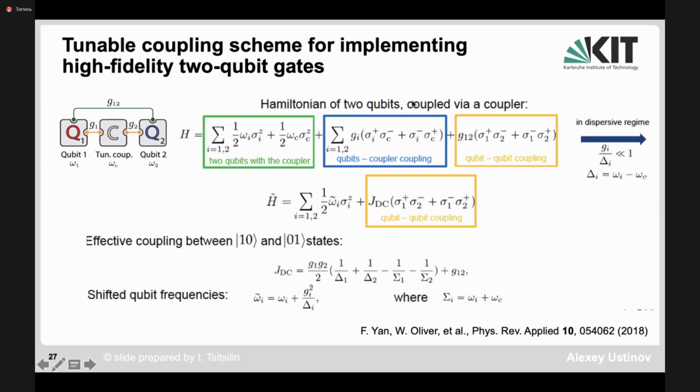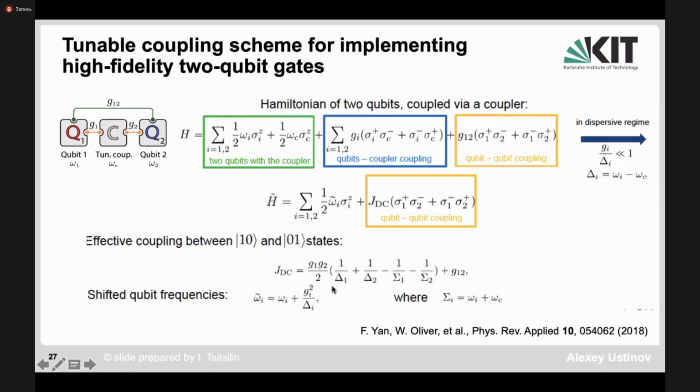Now, this is the Hamiltonian for this coupling scheme between two qubits through a tunable coupler. Here you see two coupling channels, G12 and then G1, G2. And then you have three groups of terms in the Hamiltonian. You have two qubits with the coupler, you have qubit-coupler coupling, and then you have qubit coupling, which has this G12 direct coupling between the qubits. Well, the whole math is quite complicated. It can be looked up if you're interested, but the effective coupling between states 1,0 and 0,1 of the two data qubits on the left and right is written here.